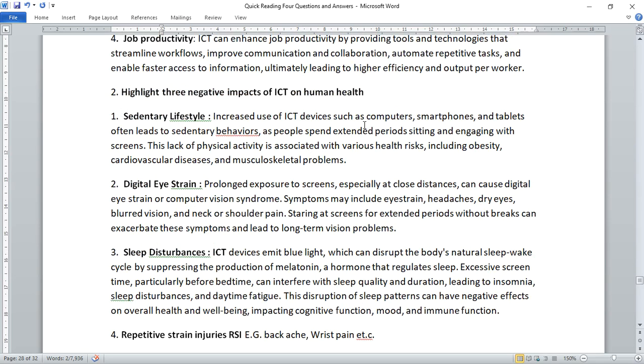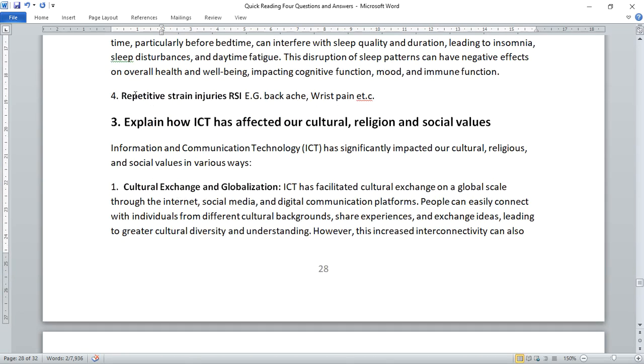Increased use of ICT devices such as computers, smartphones, and tablets often leads to sedentary behaviors as people spend extended periods sitting and engaging with screens. This lack of physical activity is associated with various health risks, including obesity, cardiovascular diseases, and musculoskeletal problems. So some of these ones can be brought to this point: repetitive strain injuries.